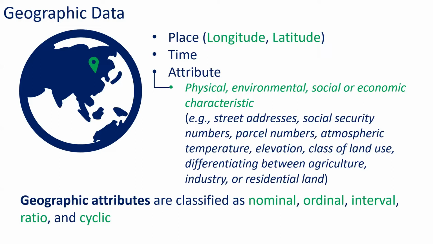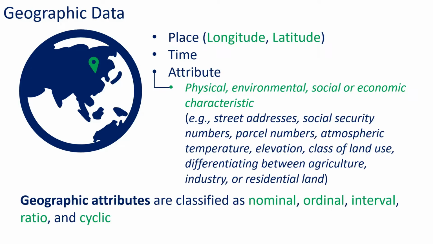So it can be a street address, social security number for a person, or NIC in Sri Lanka. It can be a parcel number, atmospheric pressure, temperature, elevation. In the case of a mountain or something, it can be taken as a place as well as an attribute, because it depends on the datum as well.